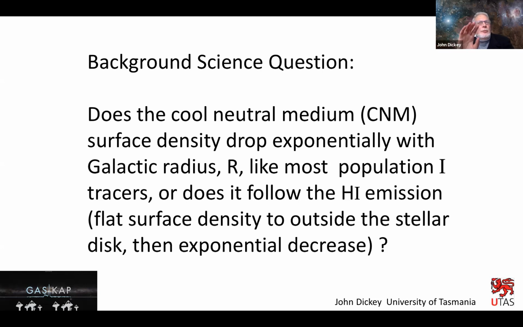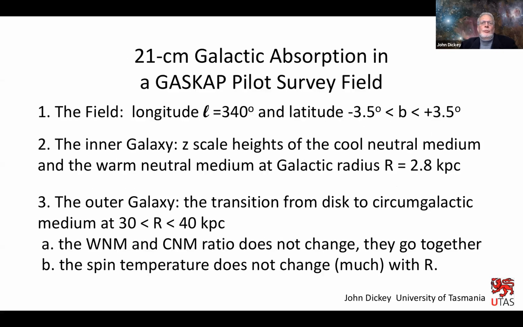And the real deep question that I'm after here is, does the mixture of cool neutral medium and warm neutral medium change across the galaxy, and particularly in the very outer part of the stellar disk? That's important not only for galactic structure and interstellar medium physics questions, but also to understand absorption like what we saw in FLASH in other galaxies, to understand what the spin temperature, that is the excitation temperature of the 21 centimeter line, should be. So I'll talk just for a moment about the field, and then I'll go on and talk a little about the inner galaxy and then about the outer galaxy.